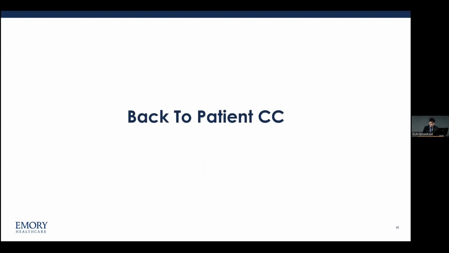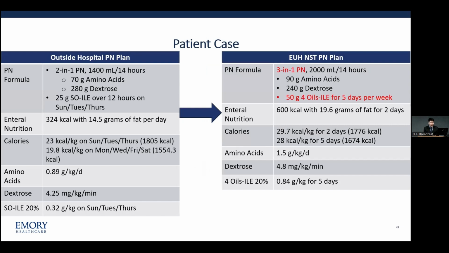Now let's get back to patient CC. Based on the clinical evidence, our team initiated nutrition optimization for the patient by transitioning from SOIOE to fish oil IOE for 5 days per week. The patient continued with cycling PN and tube feeding overnight for 2 days per week based on patient tolerance. All of those were appropriate and showed adequate total kilocalories.